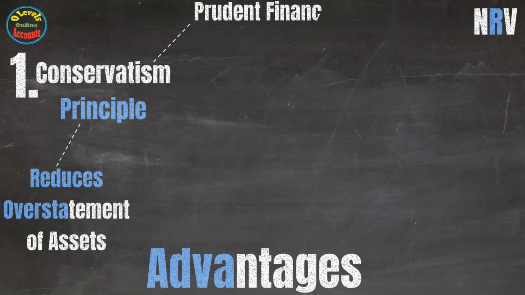Second point is prudent financial reporting. This method aligns with the conservative accounting principle, promoting prudent financial reporting and safeguarding against potential losses that could arise from overvaluing inventory.